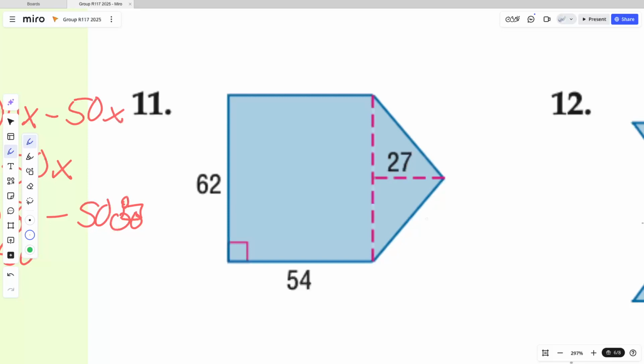All right. So I'm going to translate these things. 54. I mean, it's good. It doesn't hurt anything, but didn't really help me. The 62 is what I need. Because I need this side of the triangle. So this is 62.